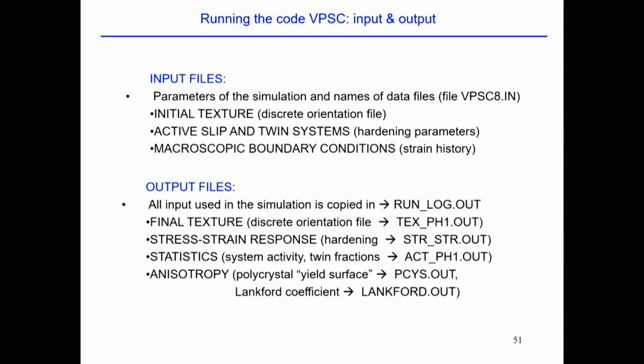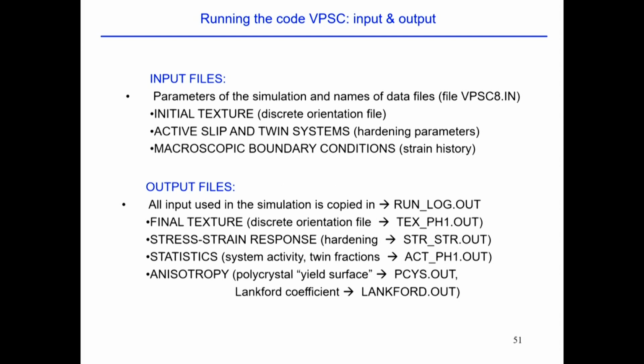Then you have, of course, the texture file. You have the final texture after the run. You can also get intermediate textures. There is a way of printing intermediate textures during your run every so often. You get stress-strain evolution.